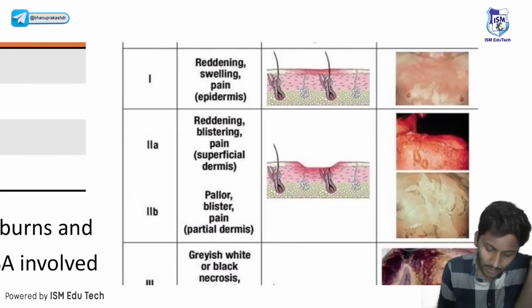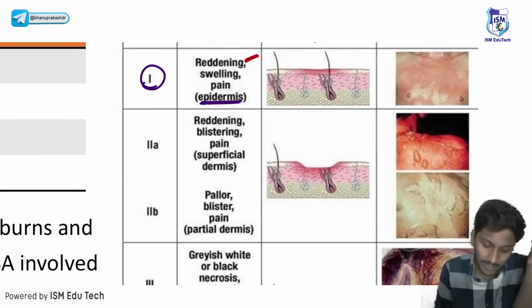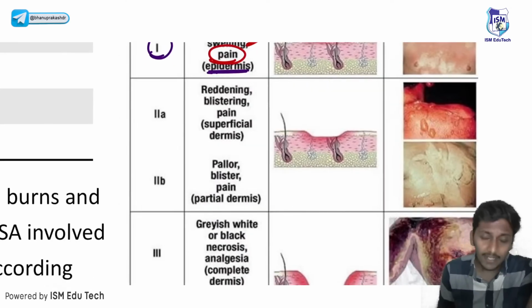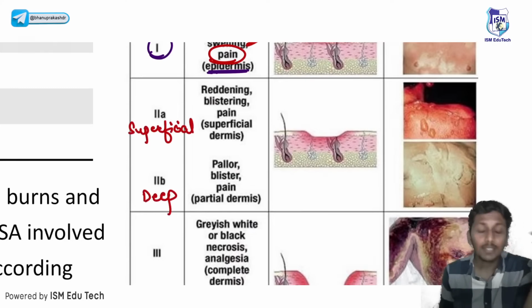First-degree burns are characterized by redness, swelling, and pain, primarily affecting the epidermis. Common causes include sunburn and exposure to hot liquids. Second-degree burns are further categorized into superficial and deep types, with blistering occurring in superficial burns. This injury damages both the epidermis and the superficial dermis.